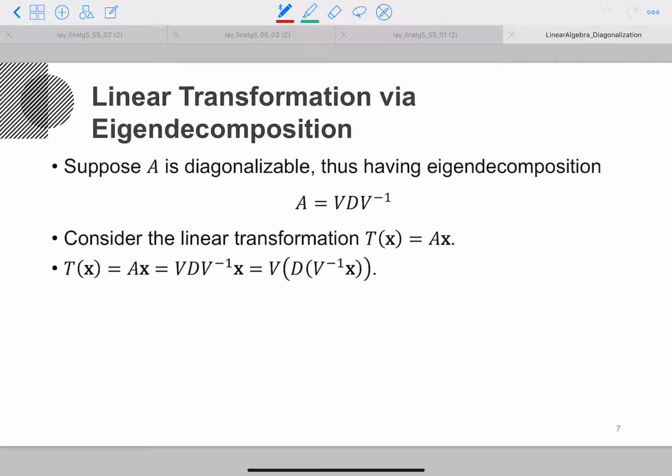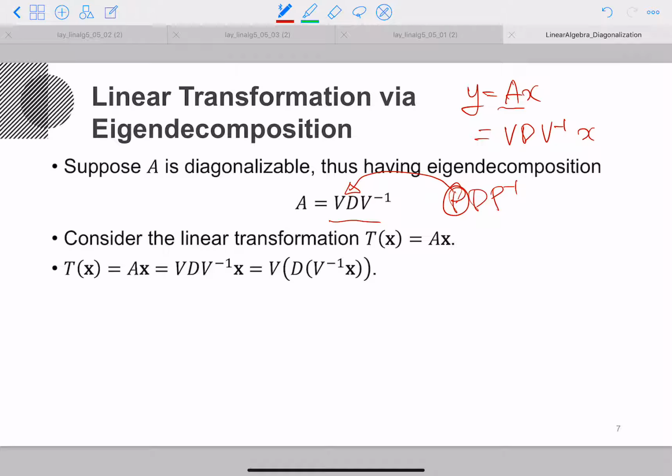Okay, so this time we will study the linear transformation using A, which is Ax. Here let's assume A is diagonalizable, or the eigendecomposition of A exists as PDP inverse. I just used V instead of P. Okay, and then VDV inverse times x is our linear transformation.